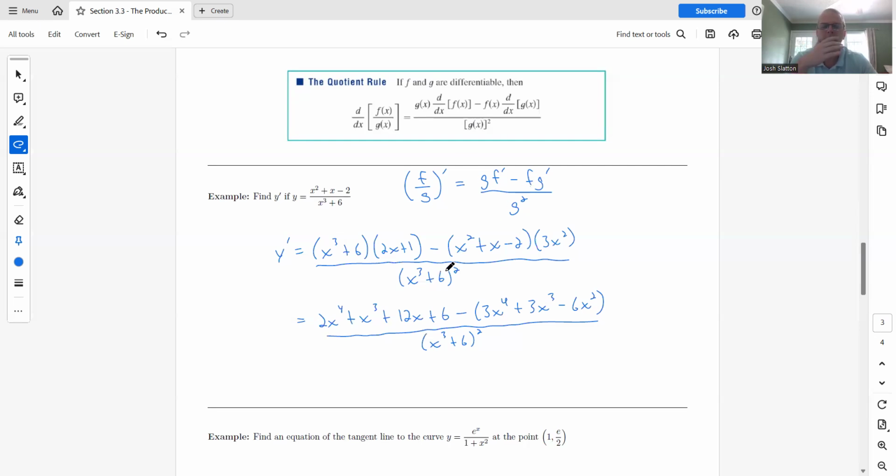There's no shortcut here. So combining our like terms, we have 2x to the fourth minus 3x to the fourth, so that'd be negative x to the fourth. X cubed minus 3x cubed, so minus 2x cubed. We got the x squared, so that'd be a negative, so plus 6x squared. And then these two are just going to stay the way they are. So plus 12x plus 6, and then all over x cubed plus 6 squared.